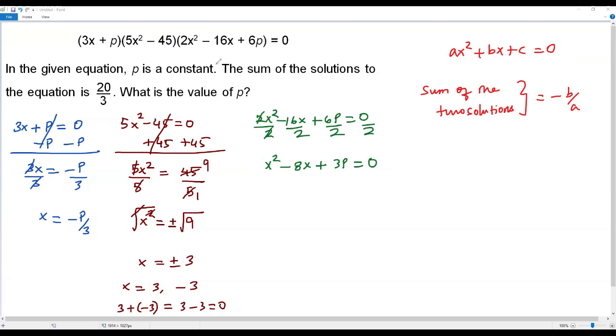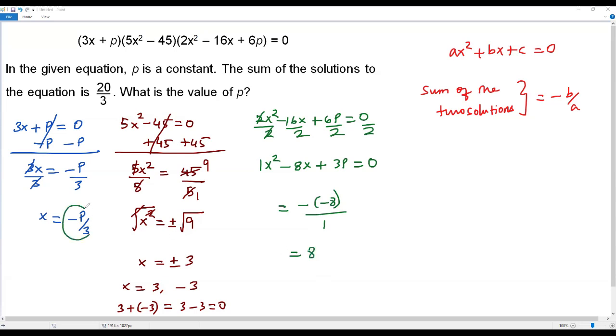Since I need the sum of the solutions for this given equation, for this quadratic equation also I need the sum of the 2 solutions. So the sum of the 2 solutions equals -b over a. What is the value of b? b is the coefficient of x, which is -8, and over a, the value of a is the coefficient of x squared. In this case it's 1. So negative times negative is positive. 8 over 1 is just 8.